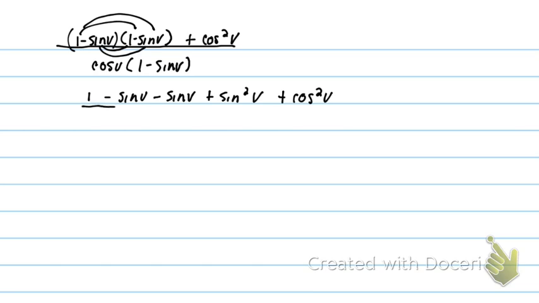Cosine squared V. And then, like I said, just leave that factor down there. Let's see what kind of happens. I don't want to distribute it yet. I just kind of want to see what I get.